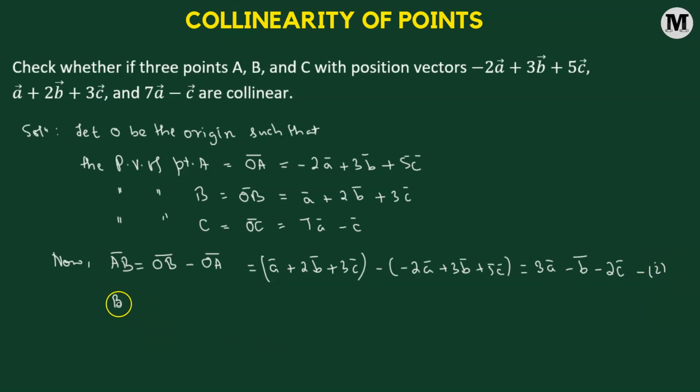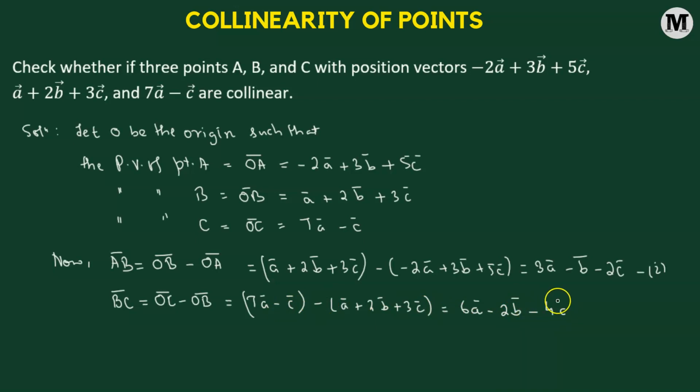Now let's say we want to find out the vector BC. So in terms of the position vector, it is going to be OC vector minus OB vector. Now what is OC vector? That's 7A vector minus C vector. And from here, we're going to subtract OB vector, which is A vector plus 2B vector plus 3C vector. Fine, that's going to give us, so 7A vector minus A vector is going to be 6A vector. Then we have negative 2B vector. Then we have negative C vector minus 3C vector means negative 4C vector.